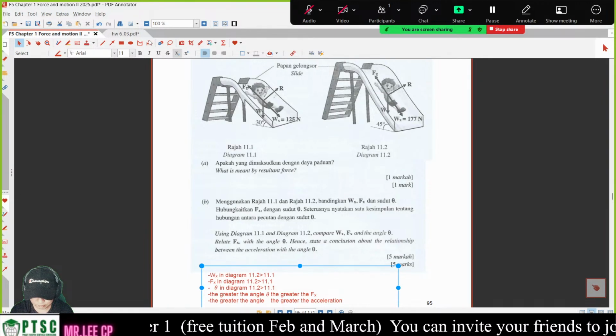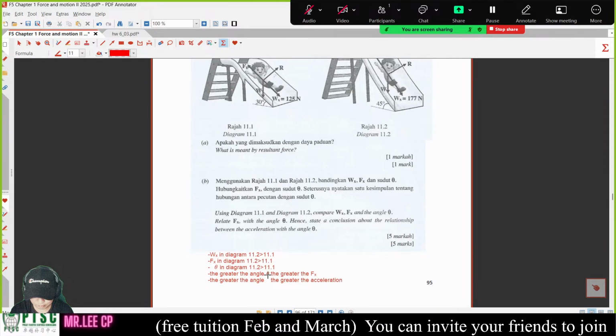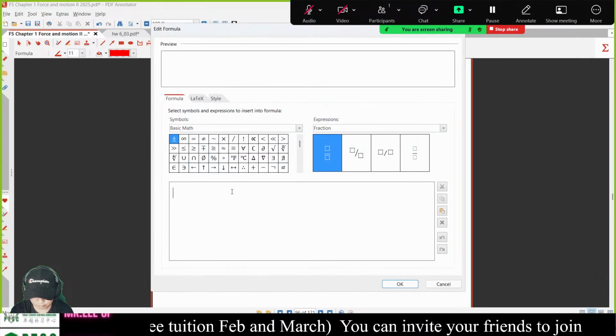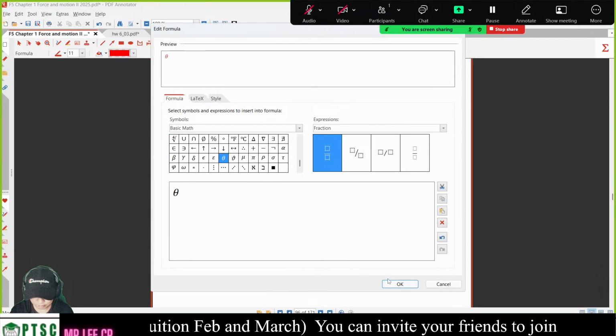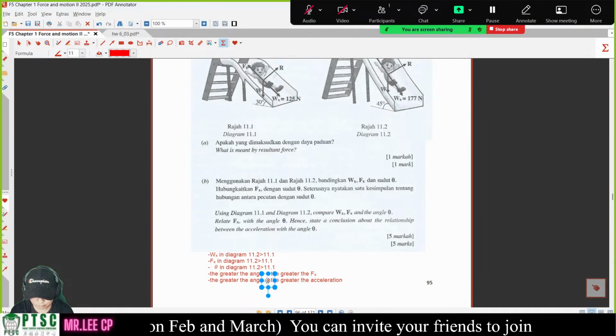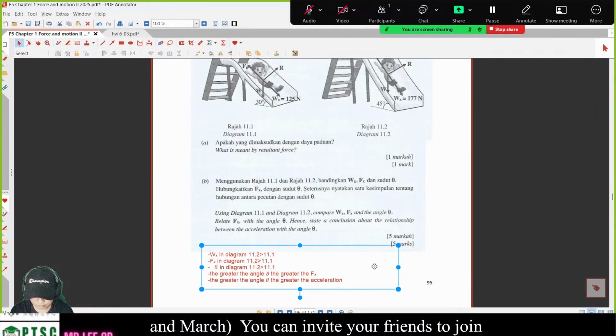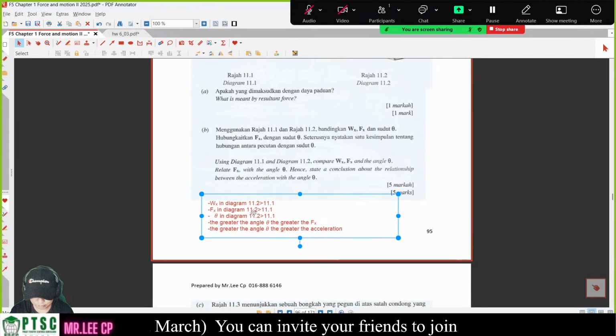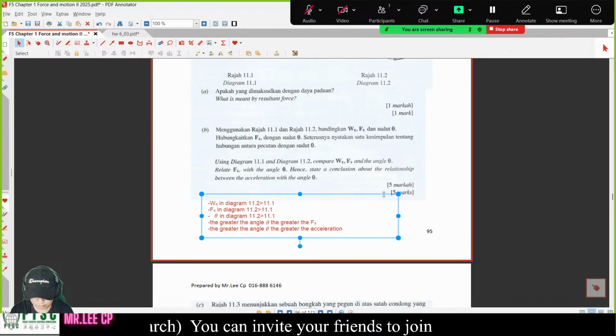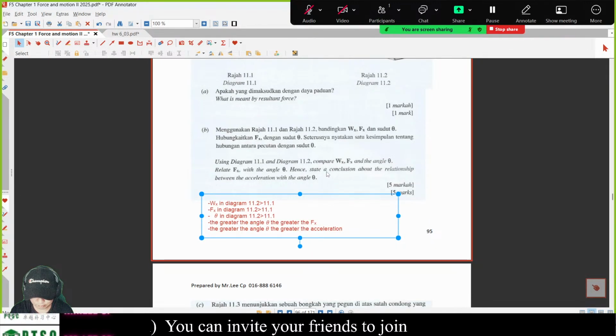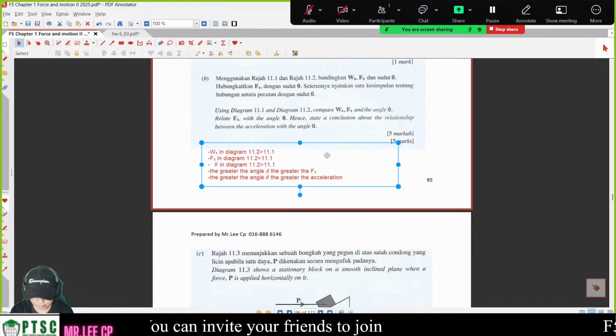Acceleration. The greater the theta, the greater the acceleration. Okay, 5 marks: 1, 2, 3, 4, 5. Yeah, 5 points here.